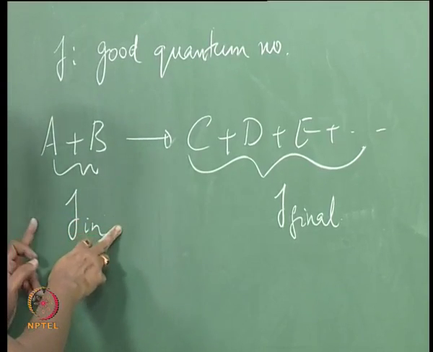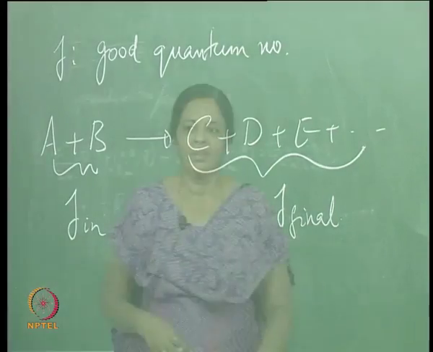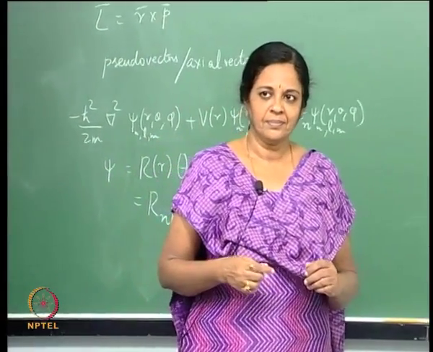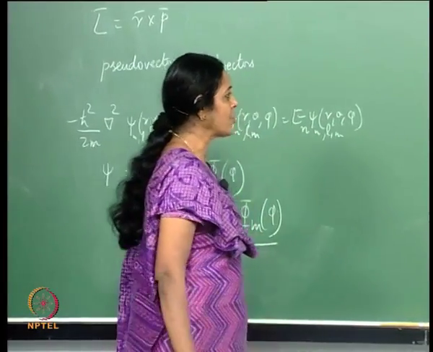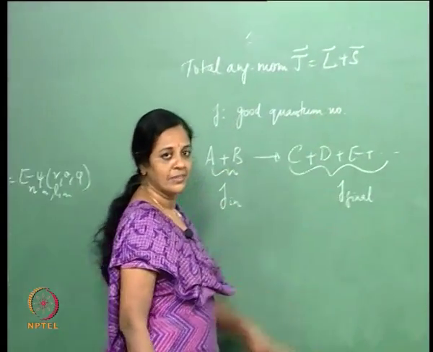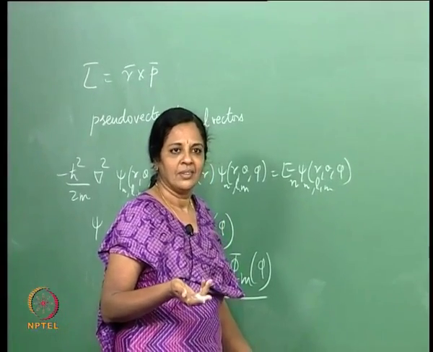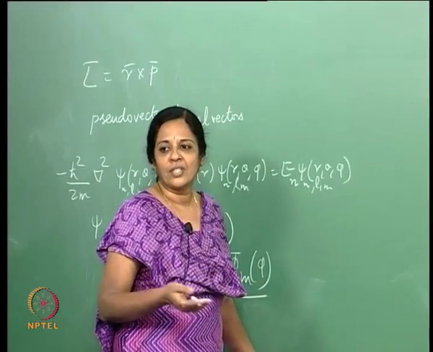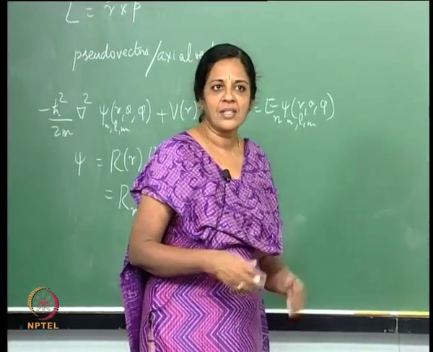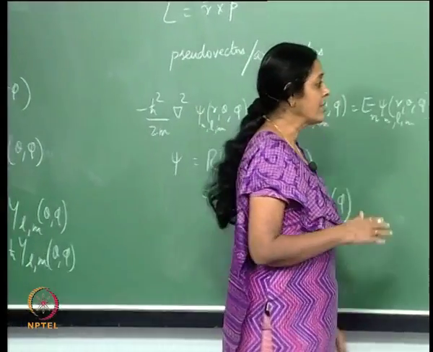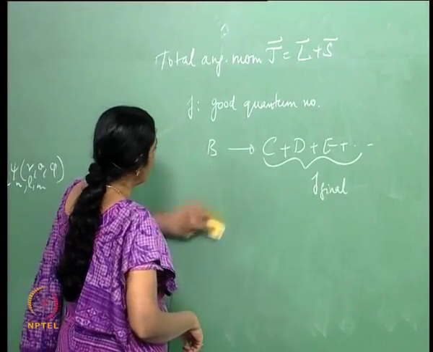In other words, the total angular momentum in the initial state must be equal to the total angular momentum in the final state. And how do I find the total angular momentum? By the kind of addition rules that I prescribed when I add 2 spins, or when I add 2 orbital angular momenta, or when I add an orbital angular momentum with spin. It goes from L plus S to modulus of L minus S in steps of 1. So, this is how you get J.